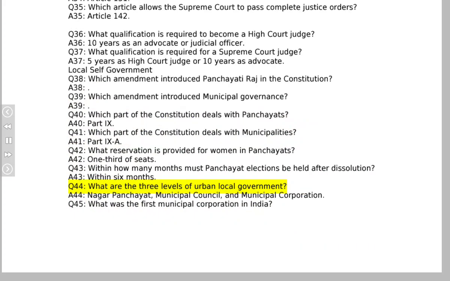Q43. Within how many months must panchayat elections be held after dissolution? A43. 6 months. Q44. What are the 3 levels of urban local government? A44. Nagar Panchayat, Municipal Council, and Municipal Corporation. Q45. What was the first municipal corporation in India?